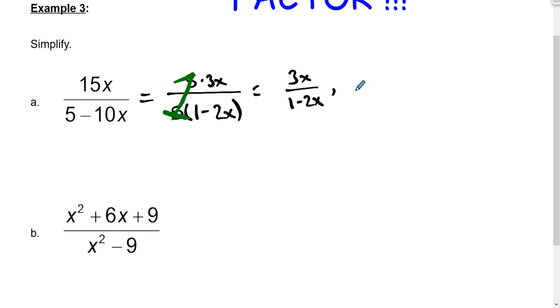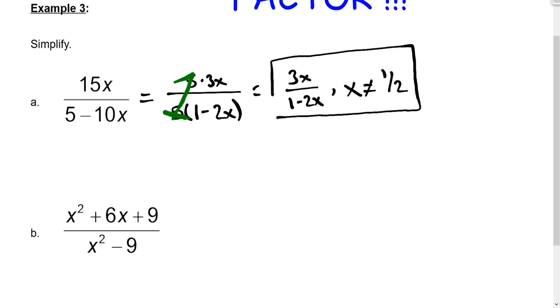Okay, maybe you also want to include the excluded value, so I would just go over here and say, well, so long as x isn't, what, 1/2? Yeah, that sounds about right. Because you'd subtract 5 and then divide by -10, or you'd add 2x and then divide by 2. So long as x isn't 1/2, then you're not going to have anything with a 0 in the denominator, and this is going to be the simplified version.